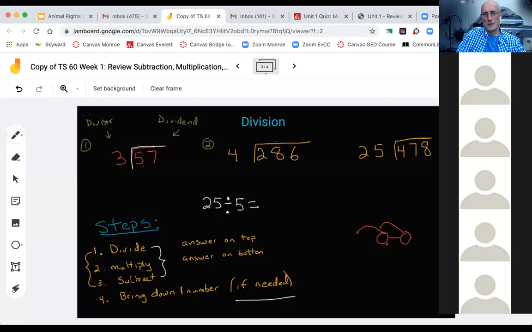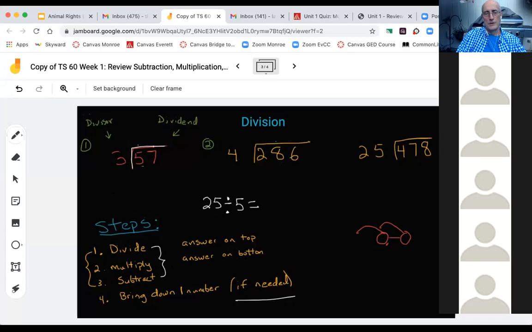But these really are the initial 3 steps. Divide, and you put the answer on the top. Then you multiply. I'll show you what that means. You put the answer on the bottom, and then you subtract. Then you go back to dividing, multiply, and subtract, okay? So listen to how I do this.